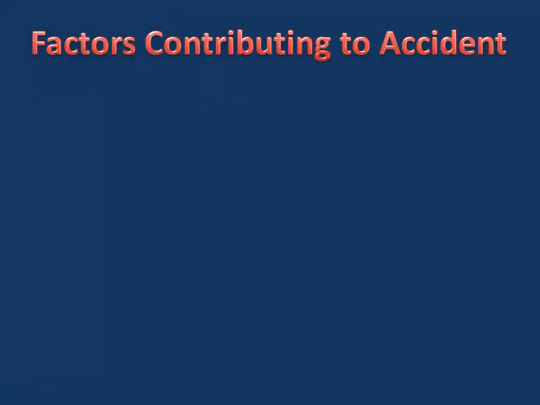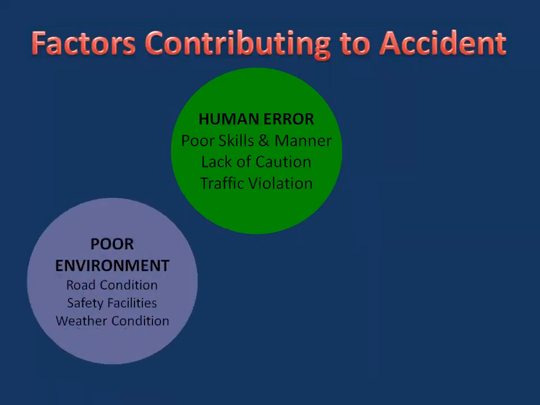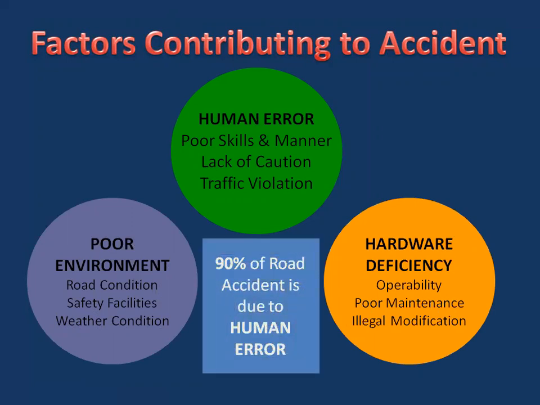Factors contributing to accident: human error in terms of poor skills and manner, lack of caution, and traffic violation. Poor environment, road conditions, safety facilities, weather condition. Hardware deficiency in terms of operability, poor maintenance, and illegal modification of the vehicle. 90% of road accident is due to human error.